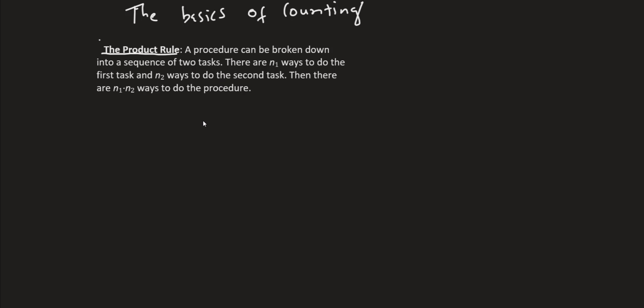Now, let's say we have a procedure P, which has two tasks, let's call them T1 and T2. According to the product rule, if task T1 can be done in n1 ways and task T2 can be done in n2 ways, then the entire procedure can be done in n1 times n2 ways.